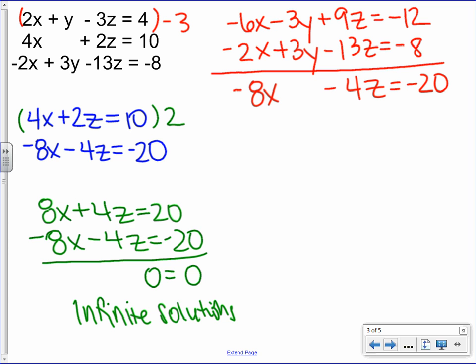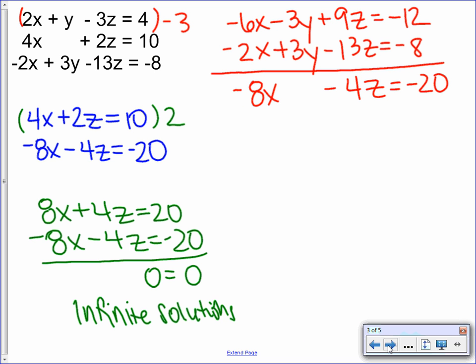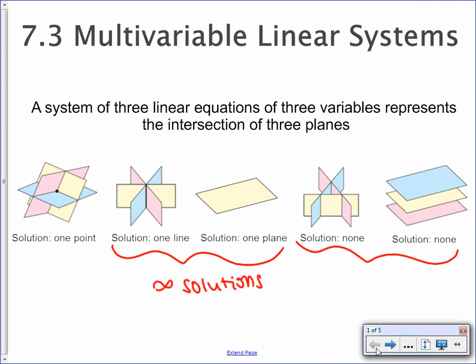Now, when we only had 2 lines in a plane, we could say, all right, these are the same line. That's what it means. However, when we have 3 planes, we're intersecting in a line. How do I know that it's not one plane? If we were intersecting in one plane, then these would all be able to go to 0 equals 0. But what's happening is we are intersecting at a line.